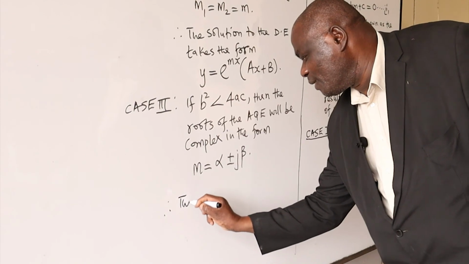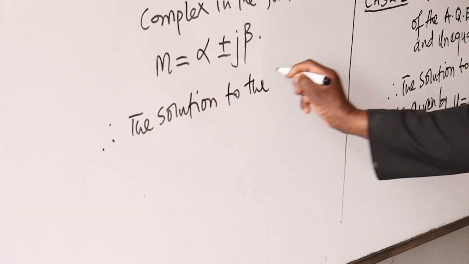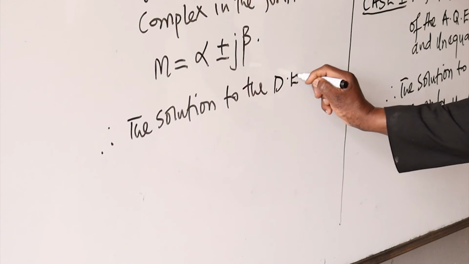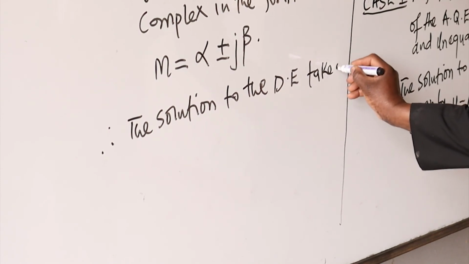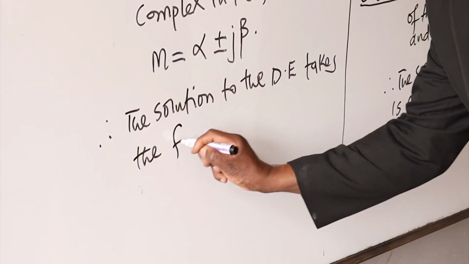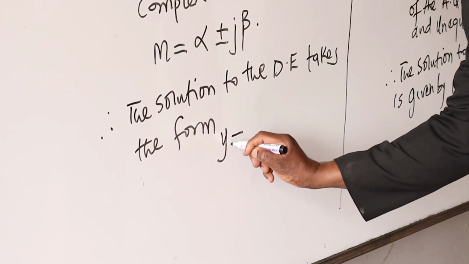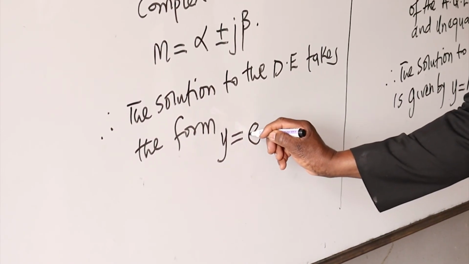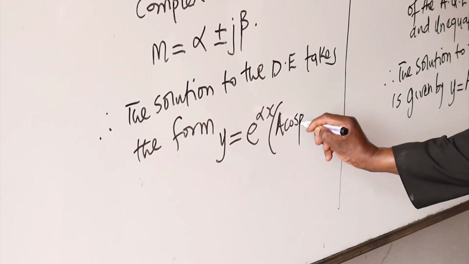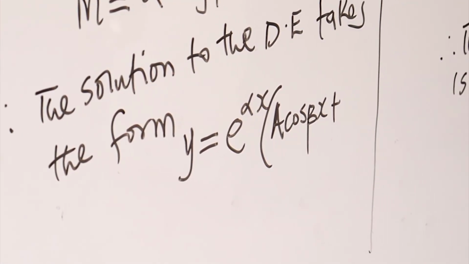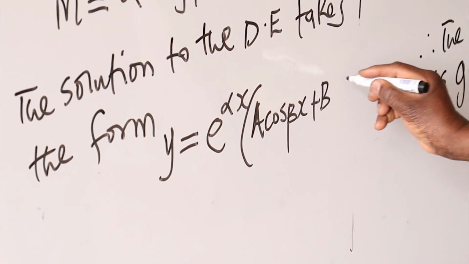Therefore, the solution to the DE takes the form y equals e power alpha x into (A cos beta x plus B sine beta x).